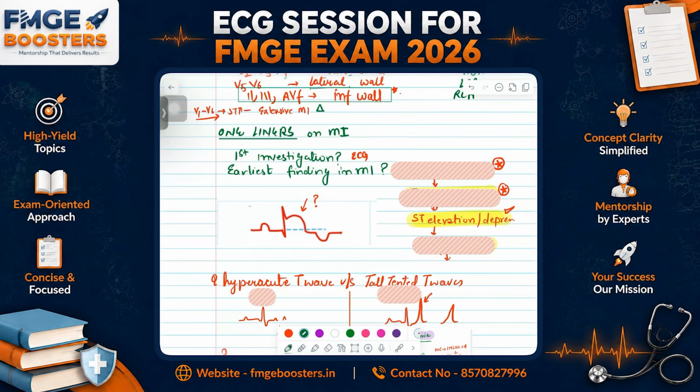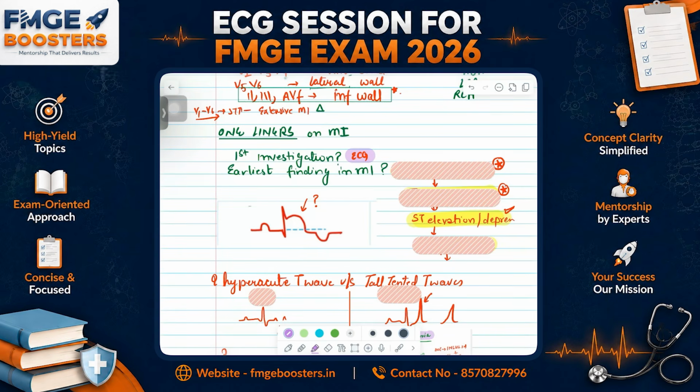What is the first investigation we will always do in the case of myocardial infarction? First, I am telling you, first is ECG. When a patient comes to you with chest pain radiating to the left shoulder or left arm, what is the very first thing you will do? Will you get the myoglobin checked, or will you do an ECG? You will do ECG, right?